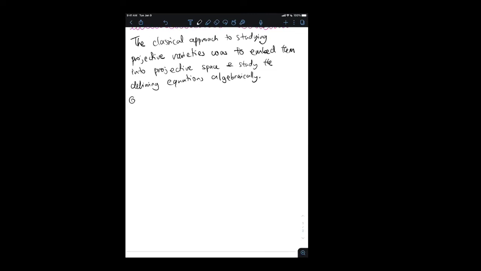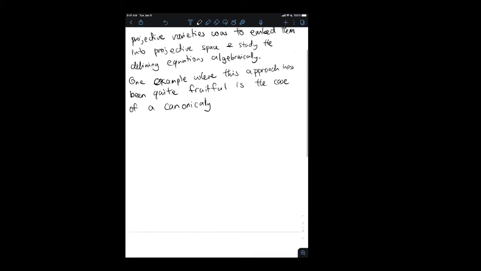Okay, so one example where this approach has been studied a lot, and has been quite fruitful, is the case of a canonically embedded curve. And this is the case I'm going to talk about.